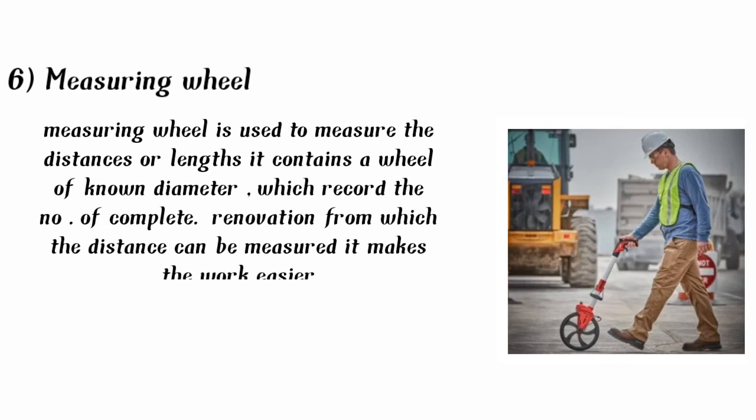Number 6. Measuring wheel. Measuring wheel is used to measure distances or lengths. It contains a wheel of known diameter which records the number of complete revolutions from which the distance can be measured. It makes the work easier.